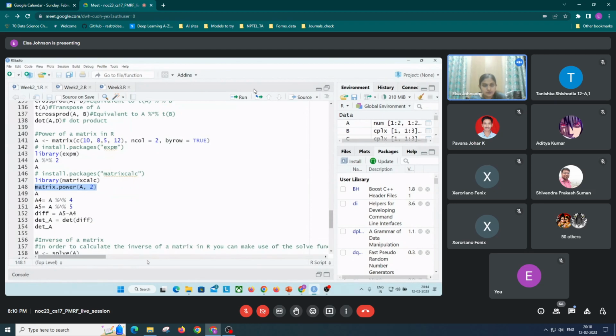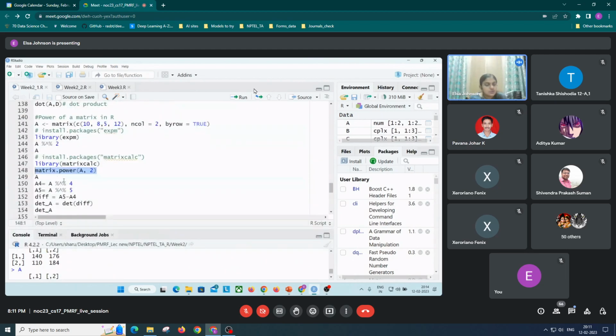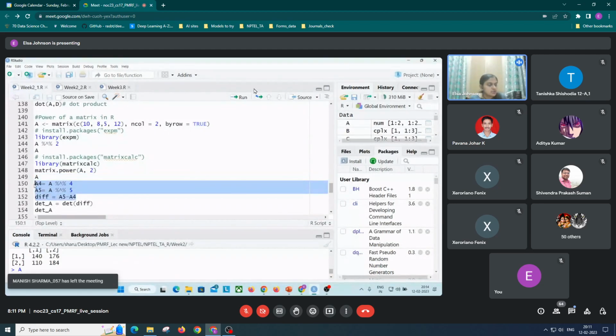I think I have put the console down. Now, this is just matrix A. There you had a question like A raised to 4, A raised to 5, and get the difference of that. That question was there in the assignment questions which I have shown earlier, no?